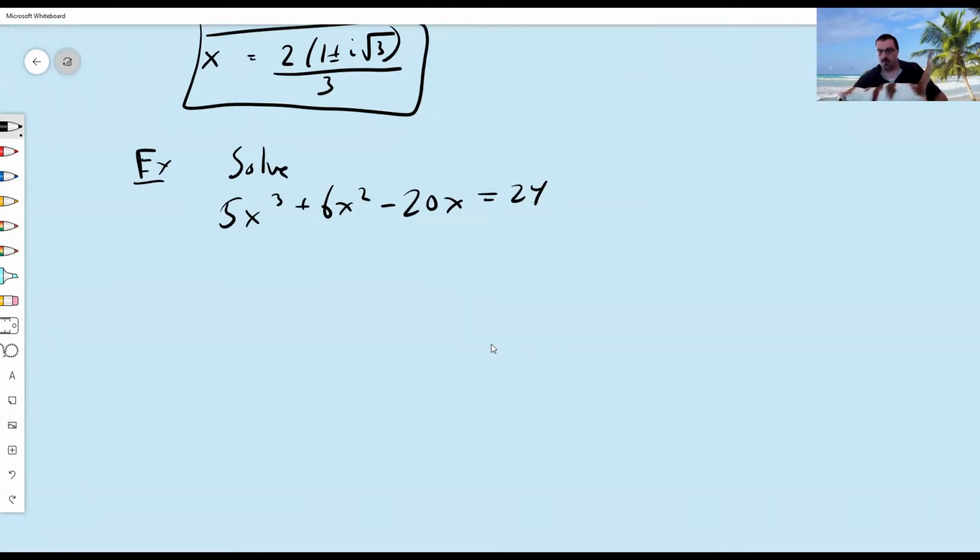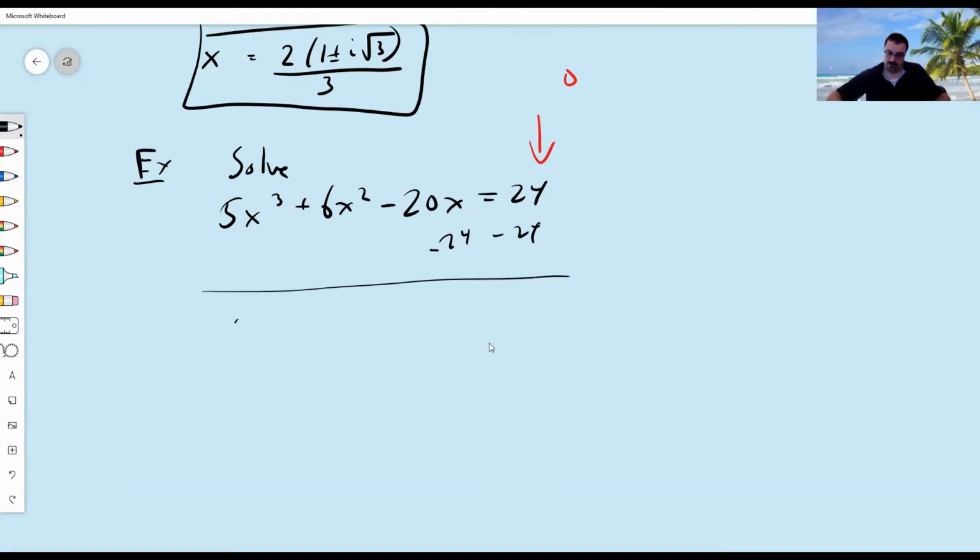So pretty much when you're solving, I haven't mentioned this, but almost always make sure this is a 0. So in our case, we're going to have to subtract 24 from both sides. So I have 5x cubed plus 6x squared minus 20x minus 24 equals 0.